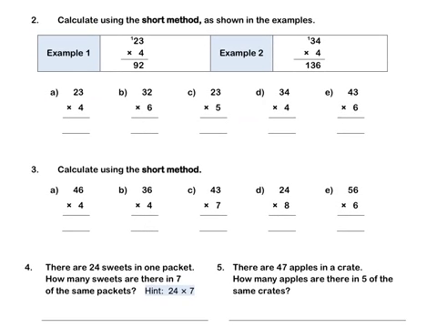Question 2. Calculate using the short method, as shown in the examples. 4 times 3 is 12, so we carry the 1 and we write down 2. Then 4 times 2 is 8, plus the 1 that we've carried is 9. Example 2. 4 times 4 is 16, we carry the 1 and write down 6. Then 4 times 3 is 12, plus 1 is 13.